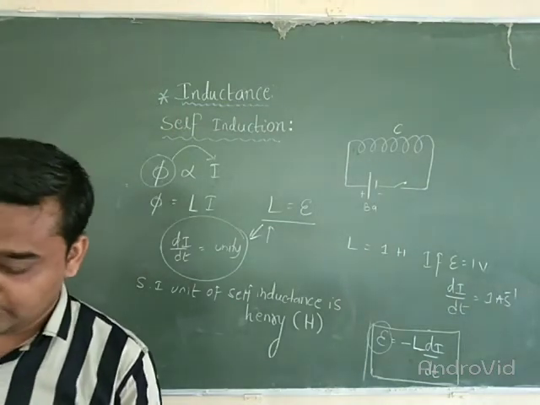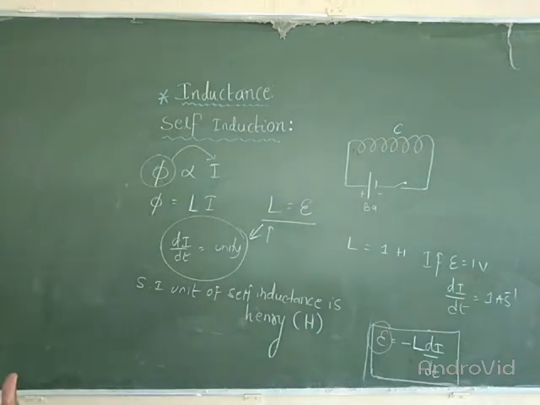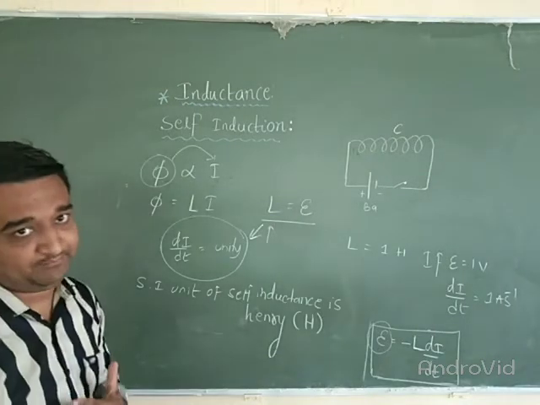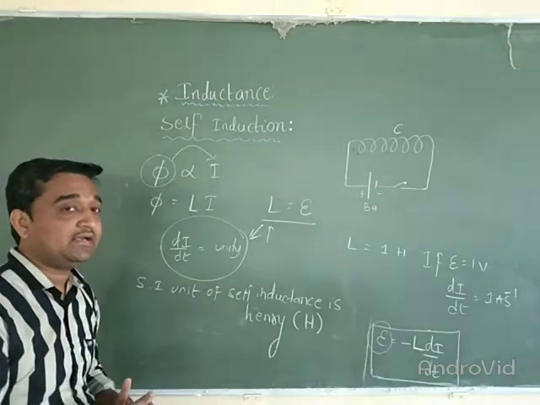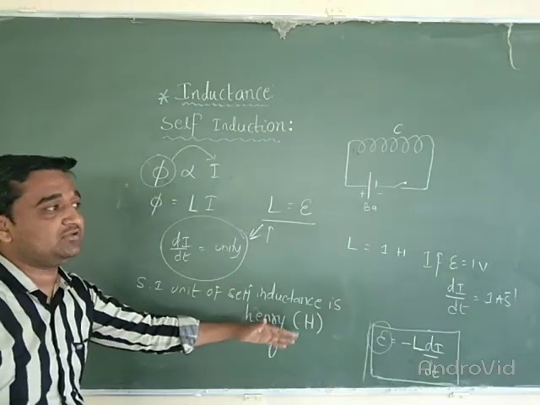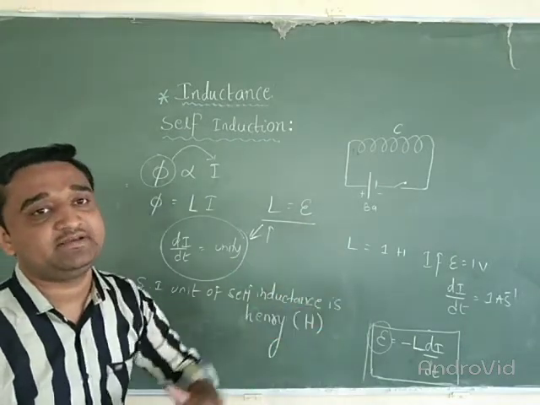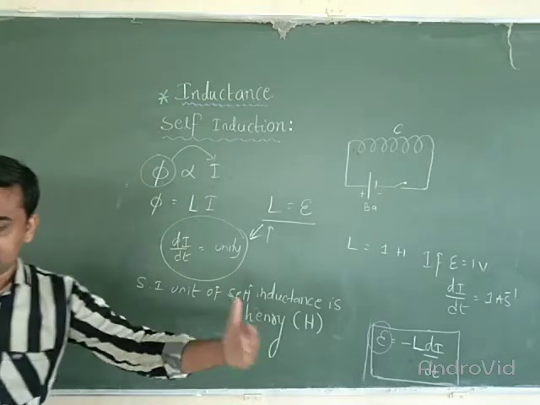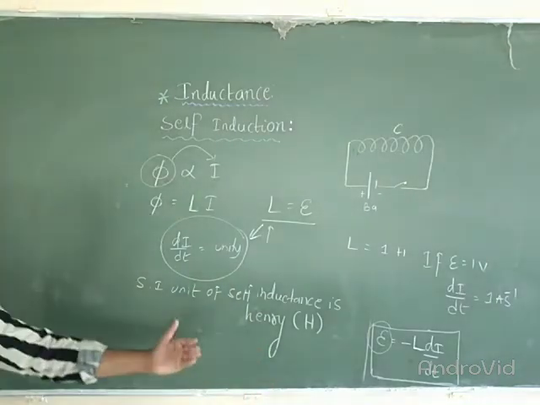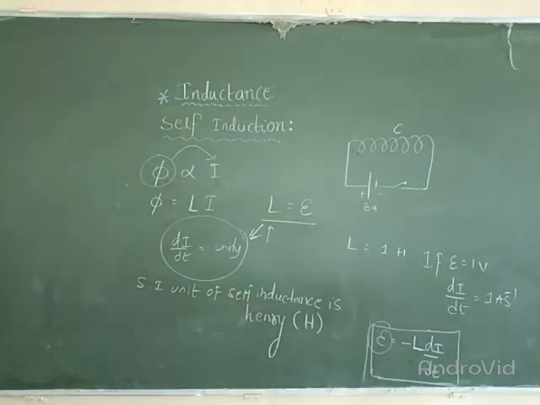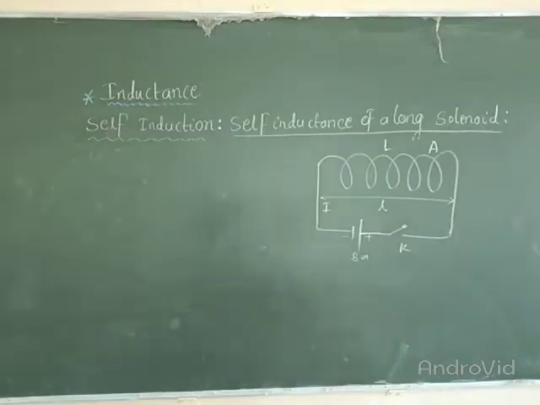So the next point we have to discuss here is the self inductance of a long solenoid. We have to take the solenoid and derive the expression for the self inductance of a long solenoid. It is a 2 to 3 step derivation. Now let us do it. Now let us derive the self inductance of a long solenoid.